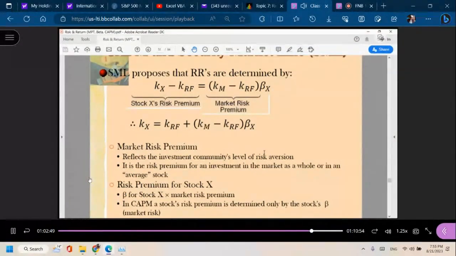So isn't it only rational that Apple's risk premium should be 3 times the market's risk premium? Because Apple is 3 times more volatile, there will have to be 3 times the compensation for that three times more volatile stock. The compensation must also be 3 times the return on the market. Make sense?